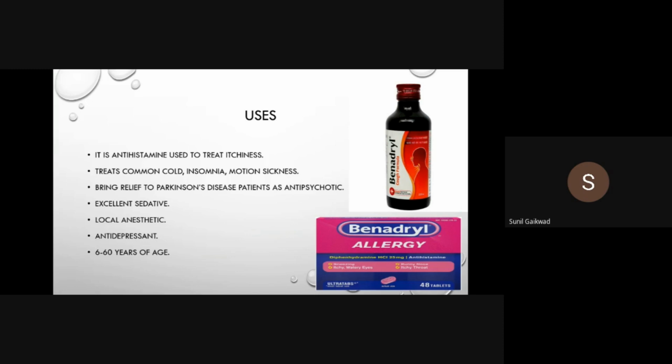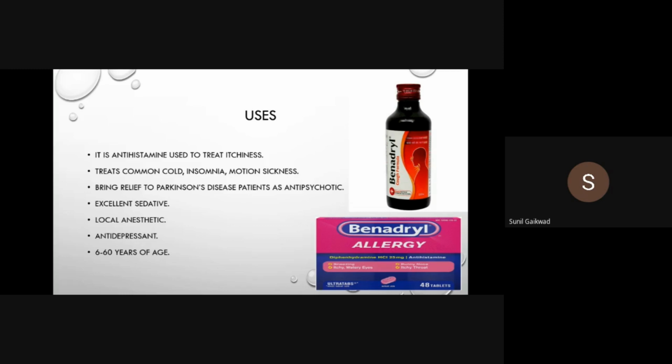It brings relief to Parkinson's disease patients as an antipsychotic. Parkinson's is a neurodegenerative disease, in which people can't walk, and the patients suffer from delusions and hallucinations, and they have severe memory loss. That's why this may put them in depression or psychosis. So Benadryl is used as an antipsychotic to bring relief to Parkinson's patients.